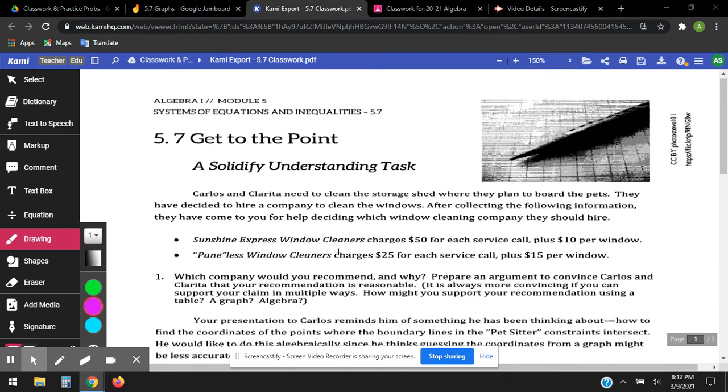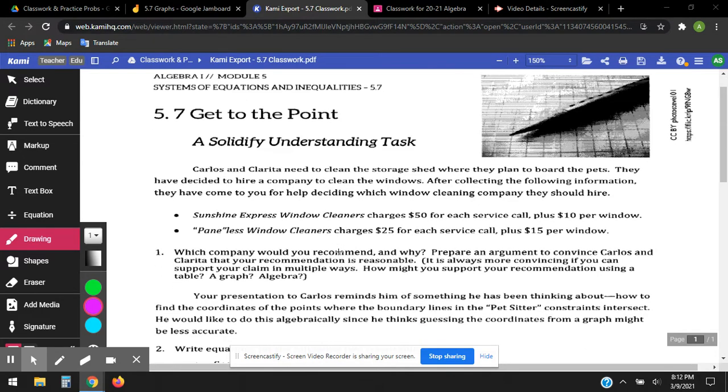Get to the point. Carlos and Clarita are still working on their business. They need to clean a storage shed where they plan to board pets. They've decided to hire a company to clean the windows. After collecting the following information, they have come to you for help deciding which window cleaning company they should hire.